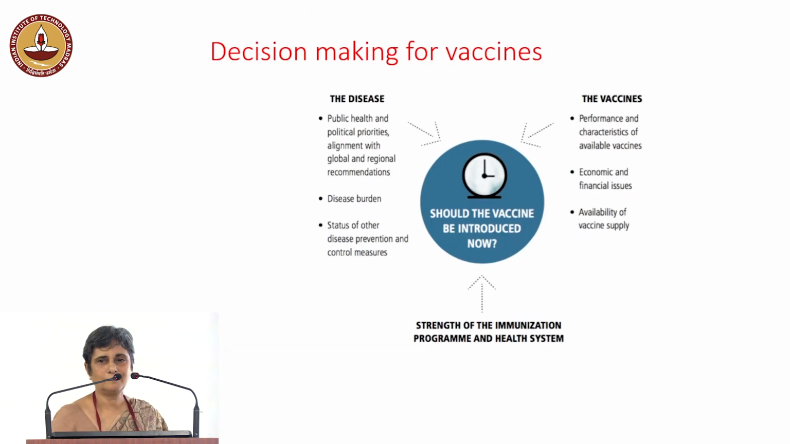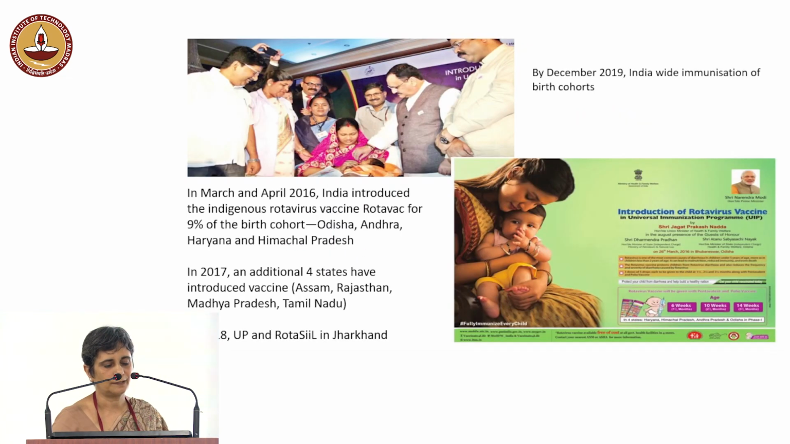So here we are, decision making for vaccines. We were able to demonstrate that there was a public health need, that India was not different from the rest of the world, and that we needed to introduce a rotavirus vaccine. So we also did work to make a vaccine, and in 2016, the vaccine was introduced in the program. Remember, I told you I started work 22 years ago? Took 16 years to get the vaccine into the program.